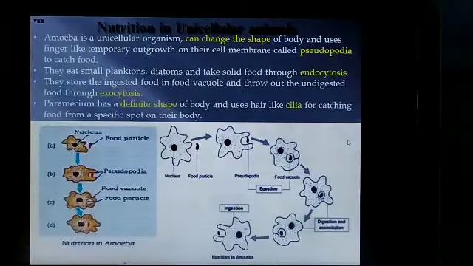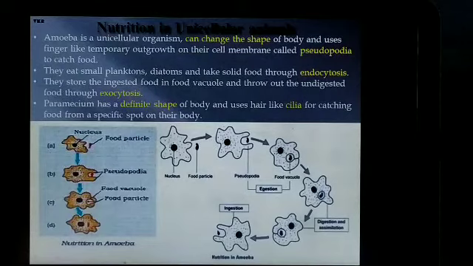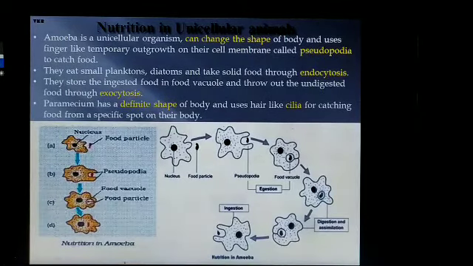Let's see the things in detail. Here, nutrition in unicellular animals is a little bit different. Unicellular organisms are actually made up of single cells. One special thing about amoeba is that it can change the shape of its body, and it uses finger-like temporary outgrowths on its cell membrane. That temporary outgrowth is called pseudopodia.